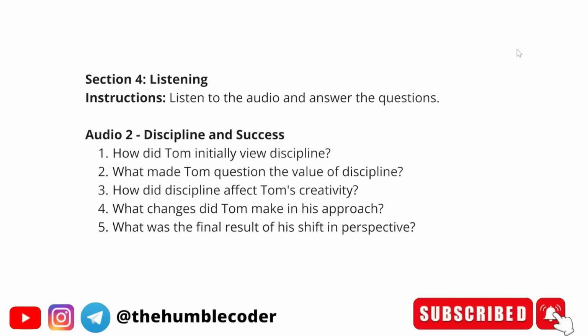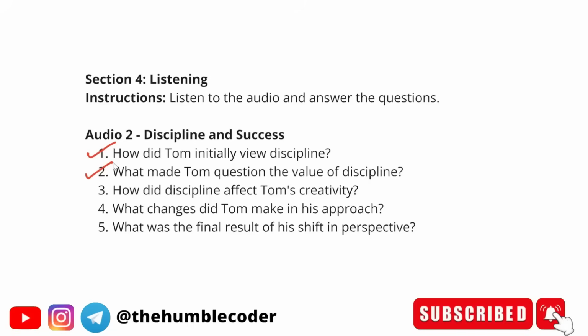Okay guys, so now you must have heard the audio. Let's see the questions that we have based on this audio. First question is, how did Tom initially view discipline? The correct answer for this one will be, Tom initially viewed discipline as a strict routine that had to be followed. Okay. Let's see the second question. What made Tom question the value of discipline? The answer will be, Tom questioned discipline when he realized it was making him feel trapped rather than productive.